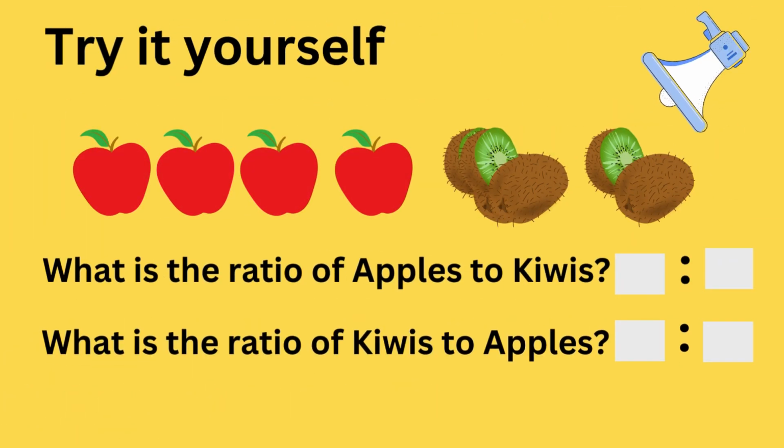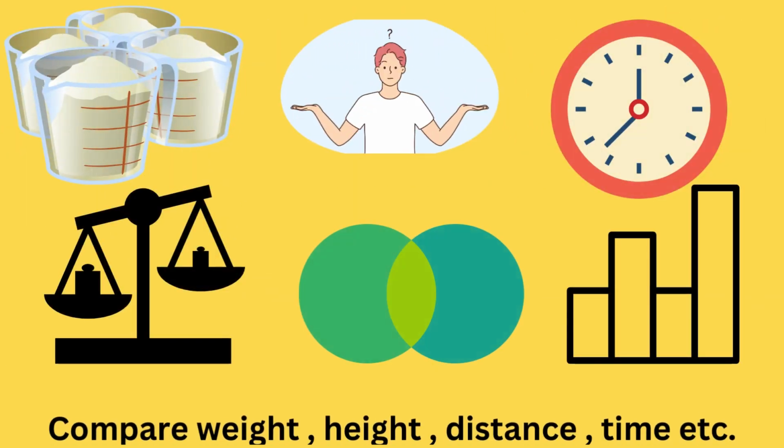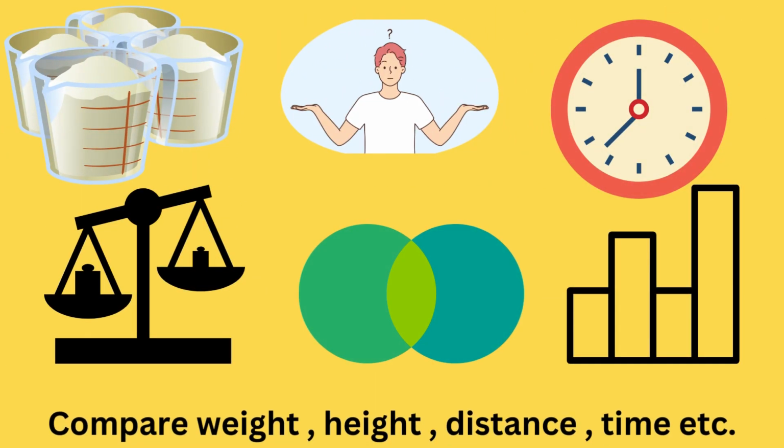Kids, let's check our understanding with the activity which is visible on the screen. There are 4 apples and 2 kiwis. Now tell me what is the ratio of apples to kiwis and what is the ratio of kiwis to apples. Please let me know the answer in the comments. Not only while cooking, we use ratios to solve many day-to-day problems like to compare heights, weights, cost, distance, time, and so on.